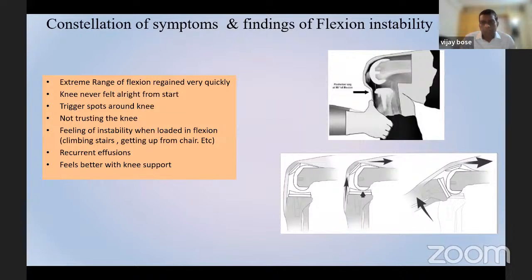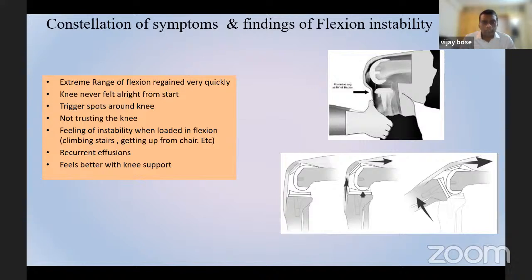So it's like, in a hip X-ray, everything looks normal, and somebody wants to know what's abnormal. You say the anteinclination is normal. Nobody knows what it is. They just put in some high-sounding words. So both Manoj and Krishna told about the flexion instability. So we have an extreme range of flexion that's regained very quickly after surgery.